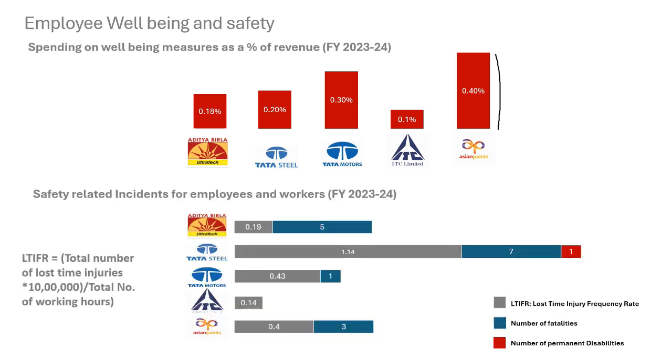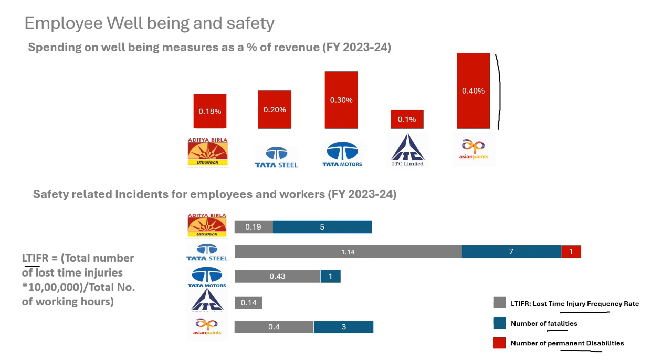With respect to safety-related incidents for employees and workers, there are three data points: lost time injury frequency rate, the number of fatalities, and the number of permanent disabilities. LTIFR, or lost time injury frequency rate, is calculated as the total number of lost time injuries into 1 million, that is, the total number of hours lost due to injuries for every 1 million working hours of the entity.